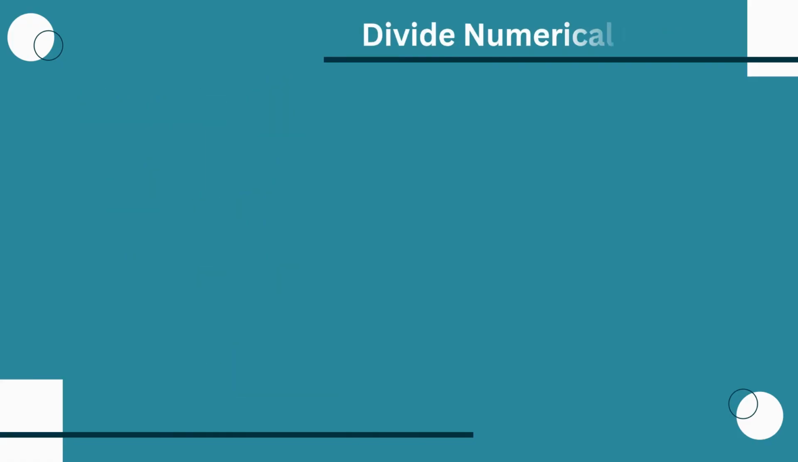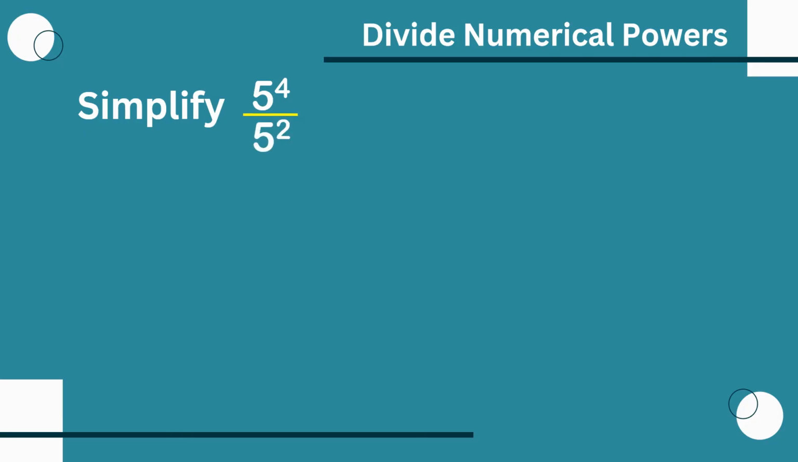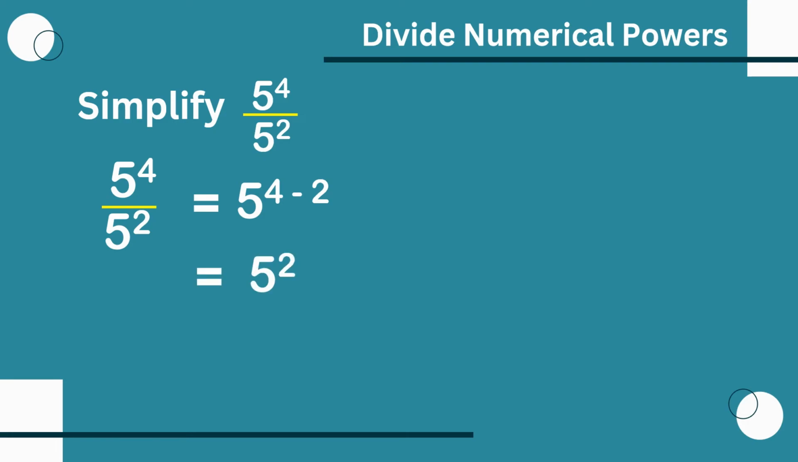Another example. Simplify 5 raised to the fourth power divided by 5 raised to the second power. So, let's subtract the exponents. 5 raised to the fourth power minus 2 is equal to 5 squared. So, 5 squared is equal to 5 times 5. And the final answer is equal to 25.